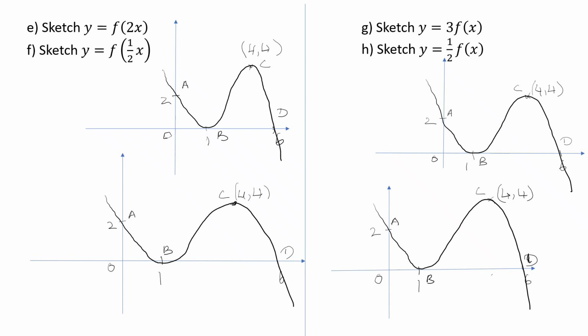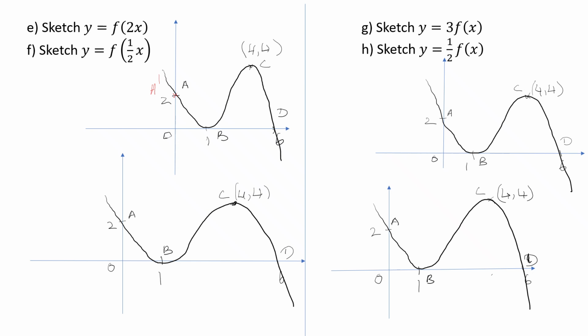Next, y equals f(2x). So the constant is multiplied by x inside the bracket. So the graph is stretched horizontally by the opposite, which means the scale factor is half. So let's check the new coordinates where the points are going to be. So this point A, x coordinate is 0, so the x coordinate still remains the same point. So here, this is A dash.